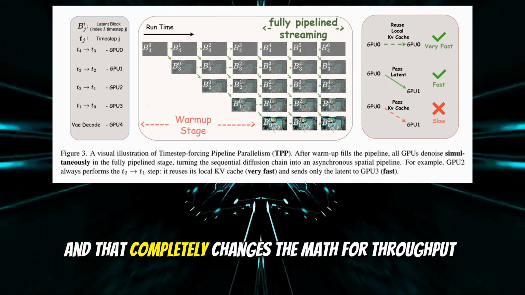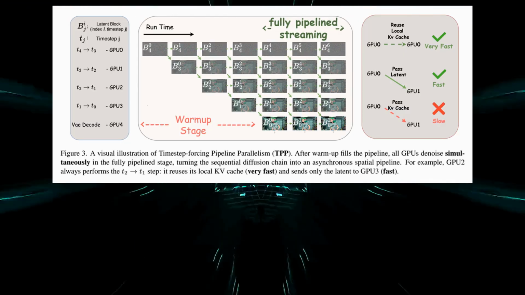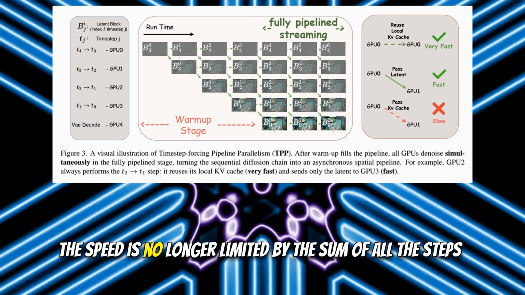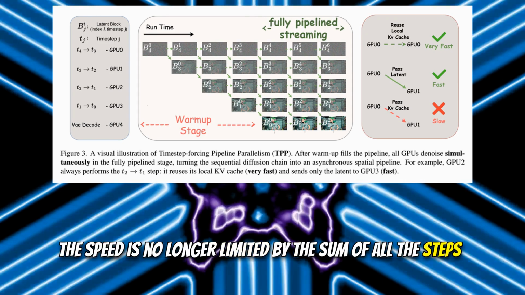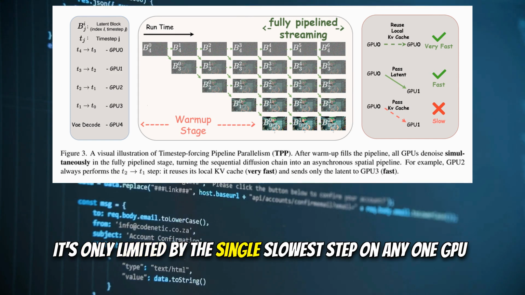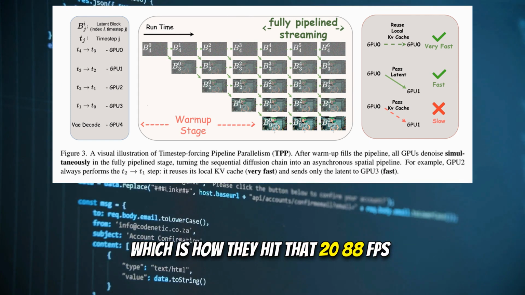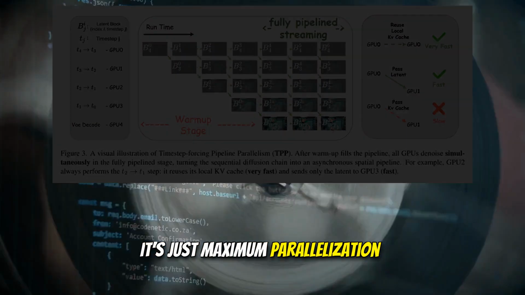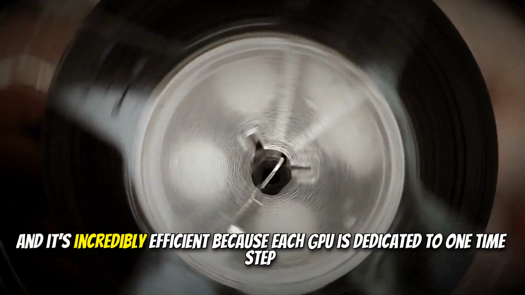And that completely changes the math for throughput. After a short warm-up period to fill the pipeline, the speed is no longer limited by the sum of all the steps. It's only limited by the single slowest step on any one GPU. Which is how they hit that 20.88 FPS. It's just maximum parallelization. It is, and it's incredibly efficient.